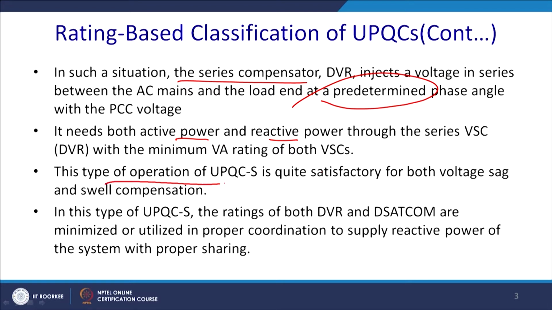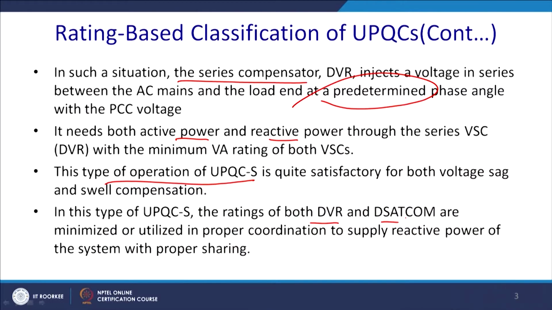And this type of operation of the UPQCS is quite satisfactory for both sag and swell elimination. Apart from that, the DSTATCOM will eliminate the current part of it. In this type of UPQCS, the rating of both DVR and DSTATCOM are minimized or utilized in a proper condition to supply the reactive power of the system for the power sharing. What do we understand? It is basically the optimal solution, UPQCS.